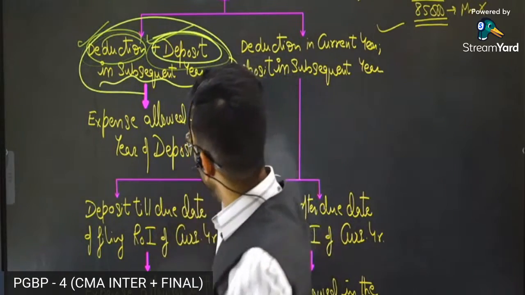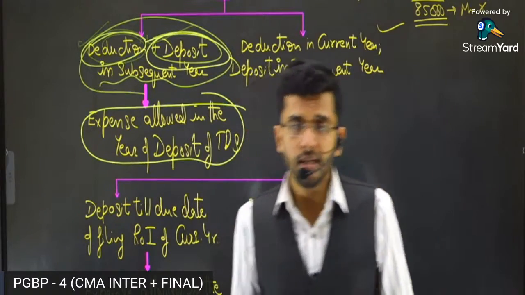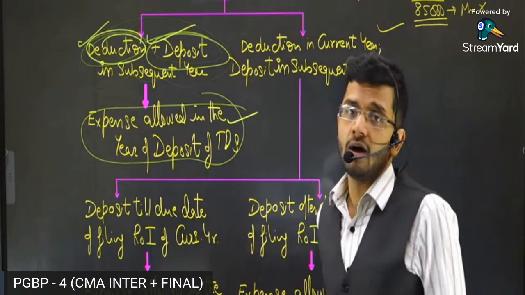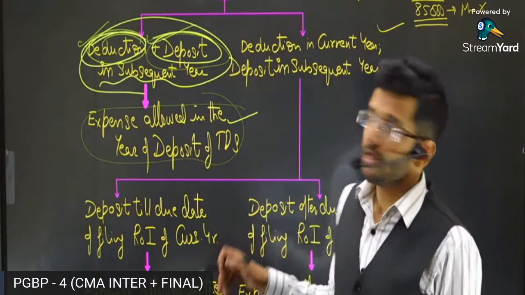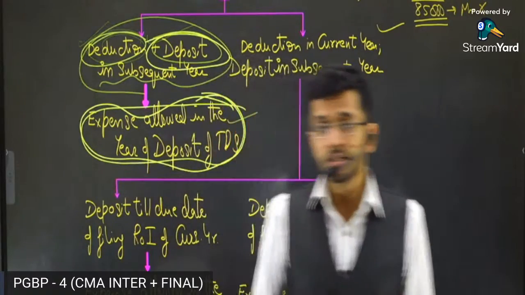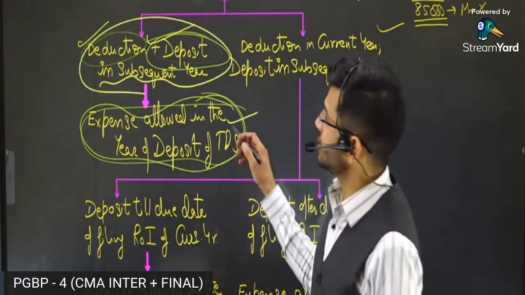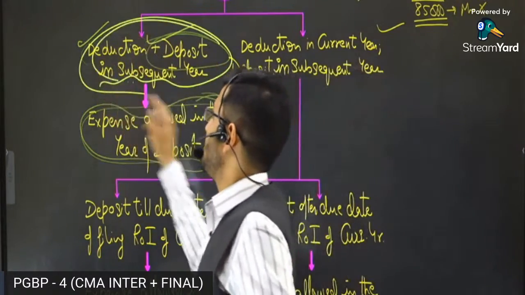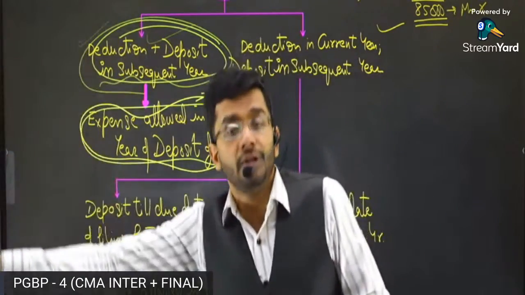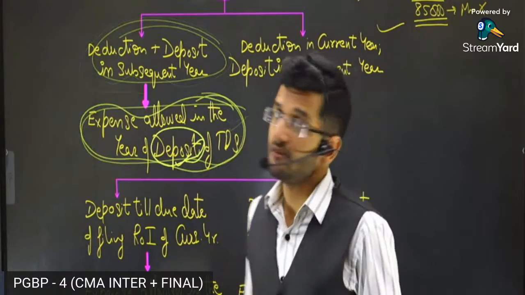So guys, in the subsequent year when the deposit of TDS is made, in that particular year the expense will be allowed to this assessee. So the expense will be allowed in the year of deposit of TDS. Whenever the deposit of that TDS is made, the expense will be allowed as a deduction. So deduction is not made and deposit is also not made in the current year when the expense was incurred; it was made in the subsequent period. So in the year when the deposit of TDS is made, the expense will be allowed.